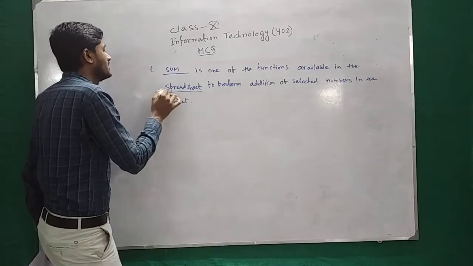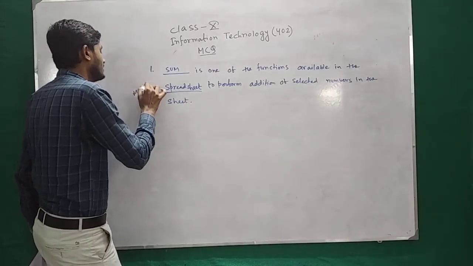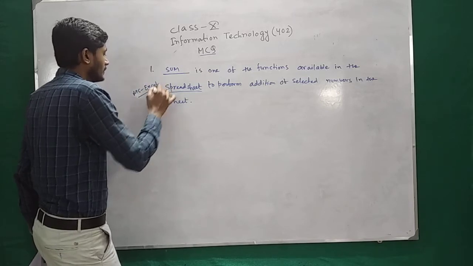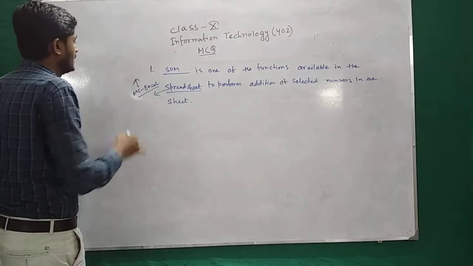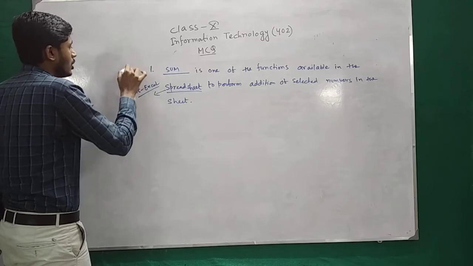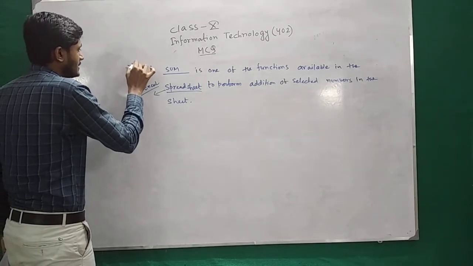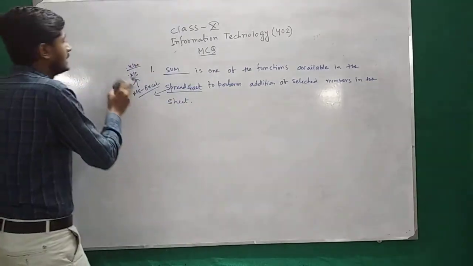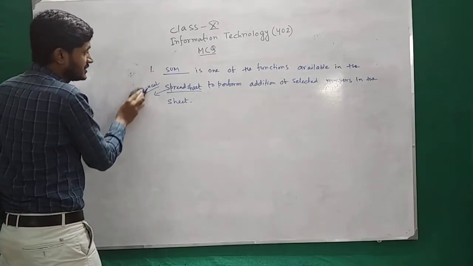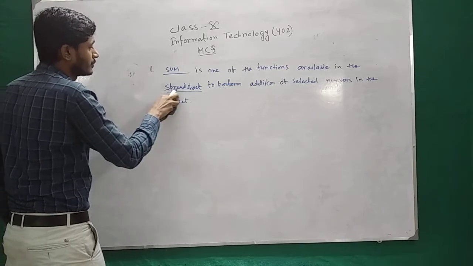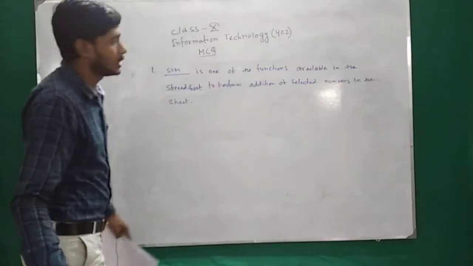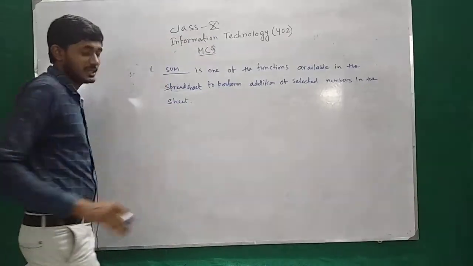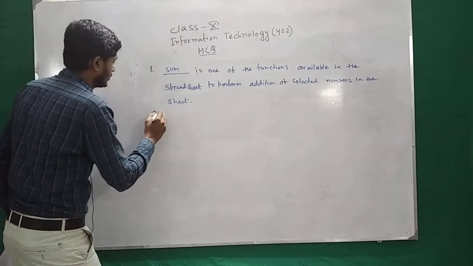Spreadsheet means MS Excel. What is the extension of MS Excel? .xls or .xlsx. Clear? So dash is one of the functions available in the spreadsheet to perform addition of selected numbers in the sheet. So the answer is sum. So second one, question number 2.